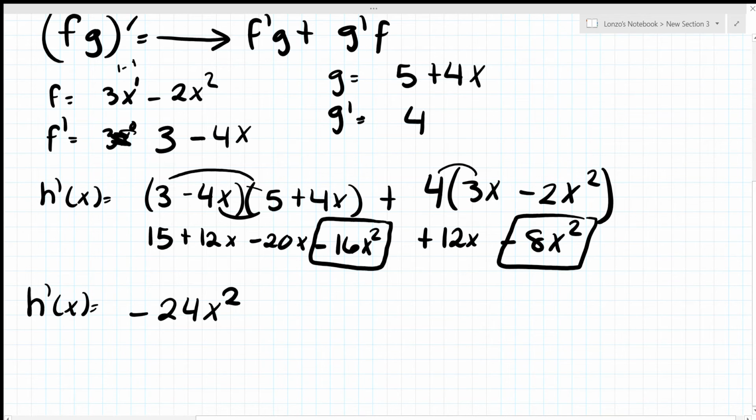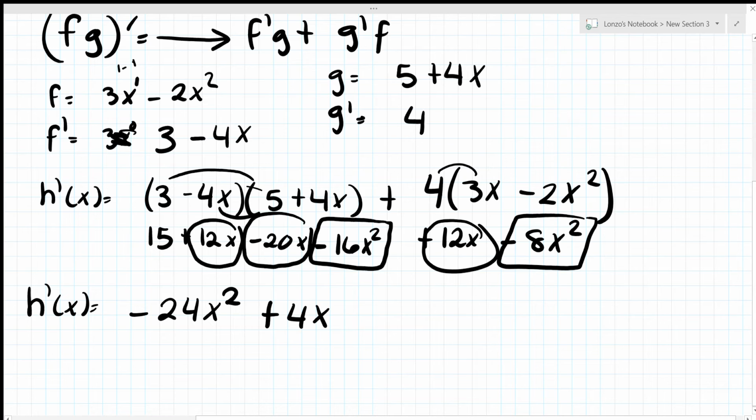What are my second highest degrees? The x values, right? So I'm going to circle them. We have a 12x here, a negative 20x here, and then a 12x. When you combine these three terms, the circled ones, you're going to get a positive 4x. Good. Now what are you left with? Your leftover is the constant, which is 15. So it's just positive 15. So that's your final answer.